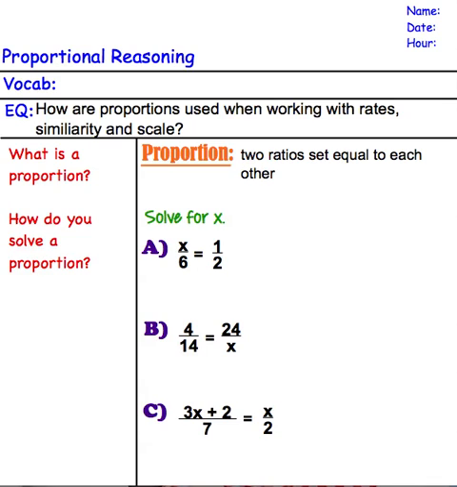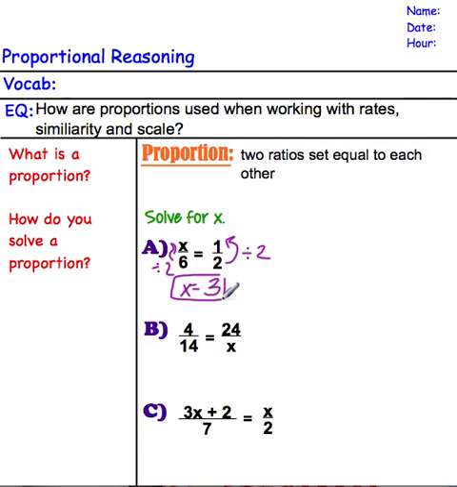So the first one I have is x over 6 equals 1 over 2. I always want to head in the direction of the x, and I see that to get from 2 to 1, I can divide by 2. What I do to one side, I need to do to the other, just like when we solve equations. So I'm going to divide by 2. And 6 divided by 2 gives us x equals 3, because 3 over 6 does simplify to equal 1/2.